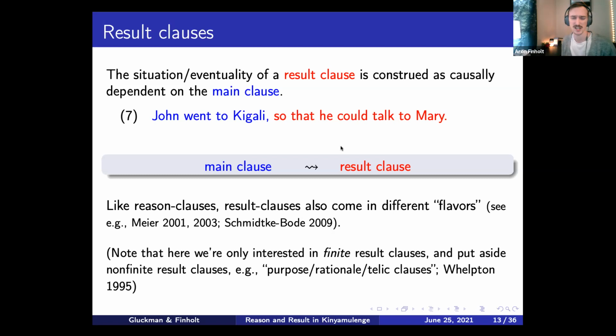Just like reason clauses, result clauses are also reported to come in different flavors, though again, we do not find that this has an effect on the data in Kinyamulenge. We will also note that we're only interested in finite result clauses. So we'll set aside any discussion of non-finite result clauses like purpose clauses, rationale clauses, or TLIT clauses.